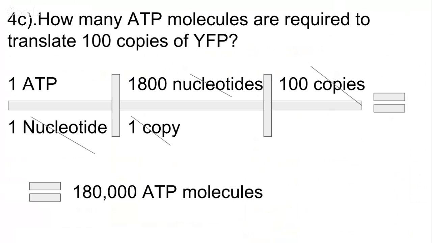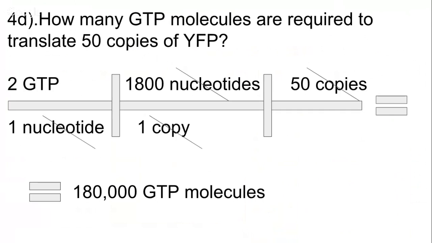And so per nucleotide, we use 1 ATP, and there are 1,800 nucleotides per copy. And so we times that times 100, and we get 180,000 ATP molecules.